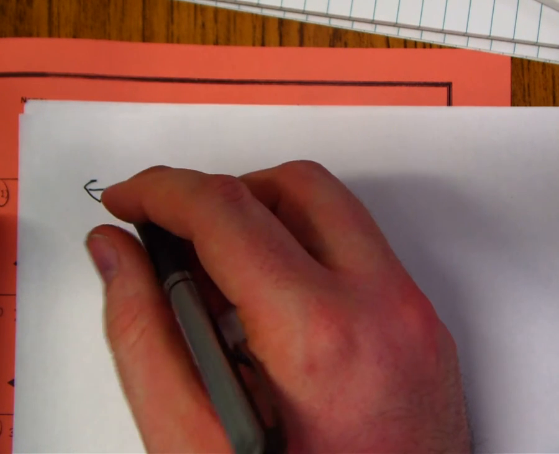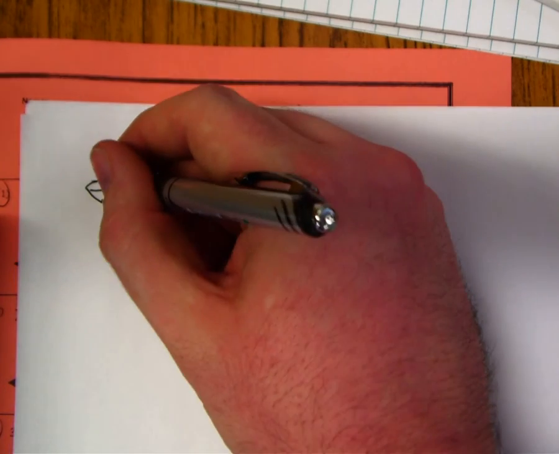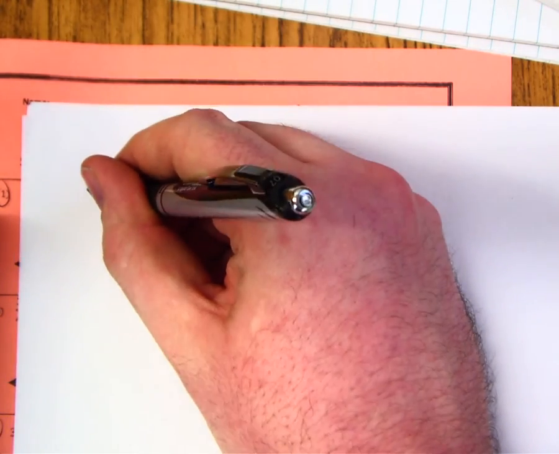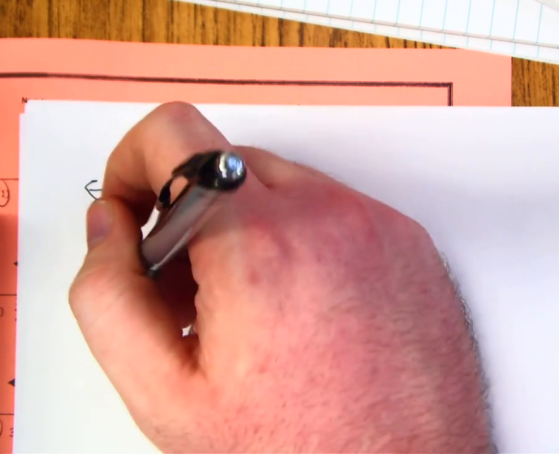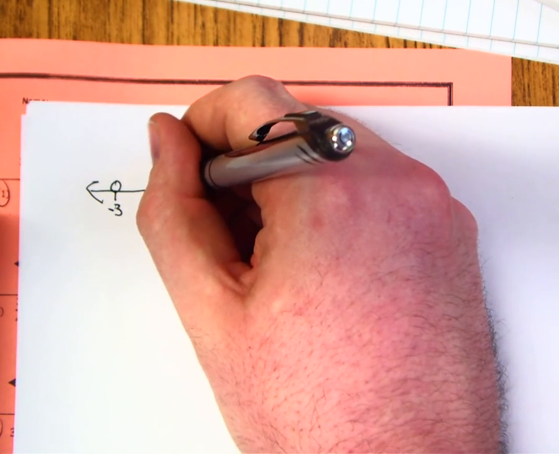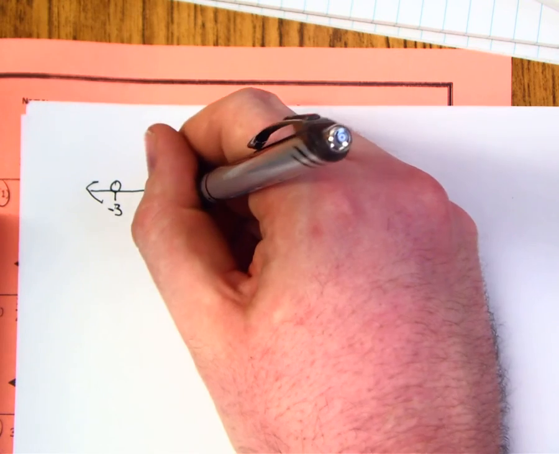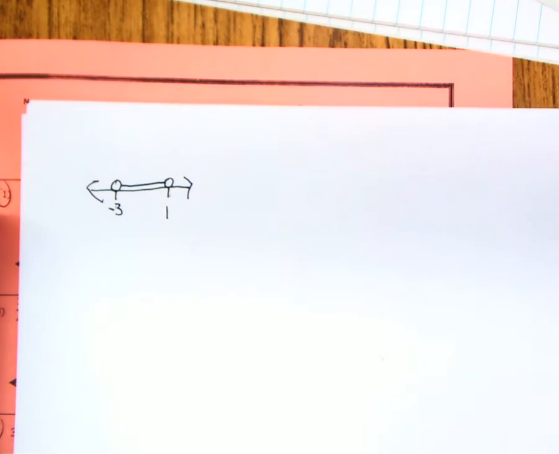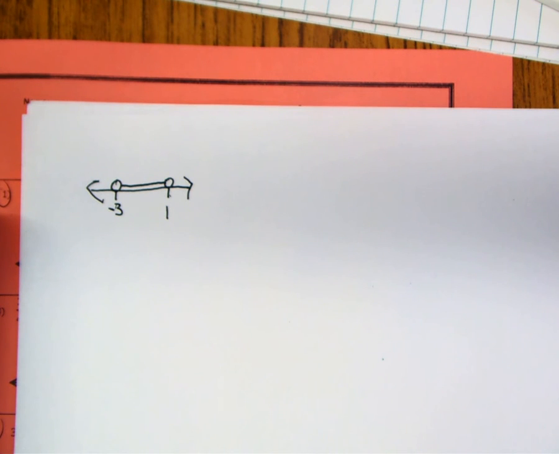Okay. So let's start out with one where we have a circle. And this one happens to fall at -3. And then another circle, like so. This point happens to be at 1. Okay. And then we have it connected like that.